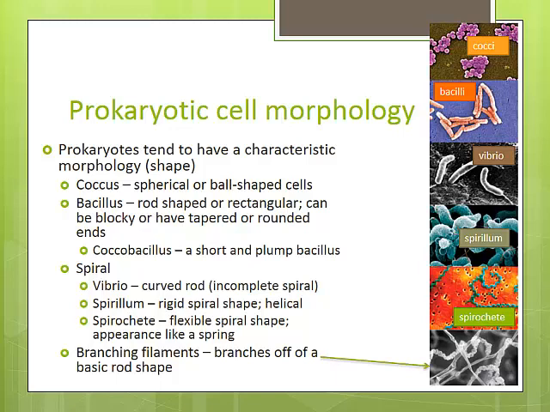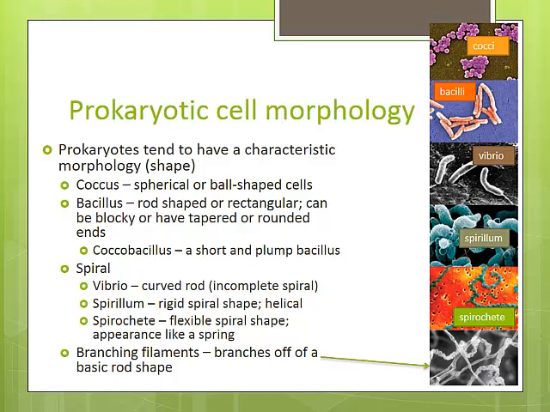Then we also have spiral-shaped prokaryotes, and there are three different types of spirals. We have the vibrios, which are curved rods. They're an incomplete spiral. They're more of a C shape. You can see they're the third photo down on the list there. We also have spirillum, and these are spiral-shaped organisms that have a very rigid spiral shape. So we call them helical. But the key thing is that they're rigid. They stay in that specific shape. A spirochete is a spiral-shaped organism that is flexible. It has the appearance like a spring or like a slinky. It's much more flexible in terms of what it looks like.